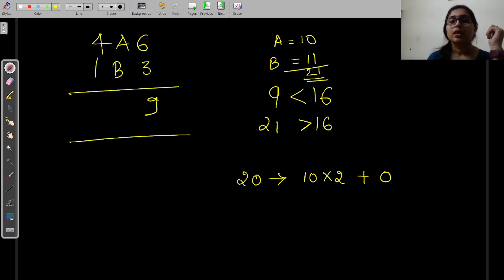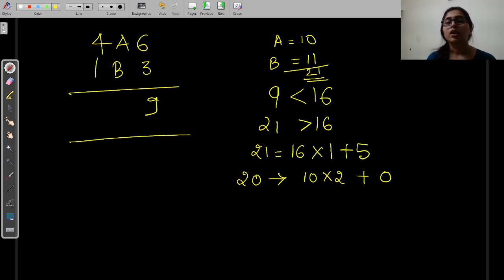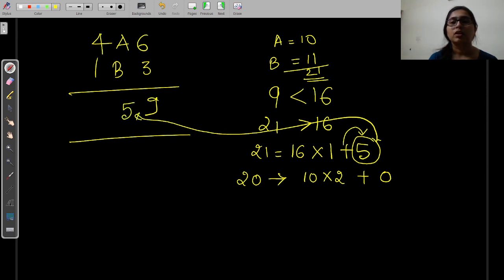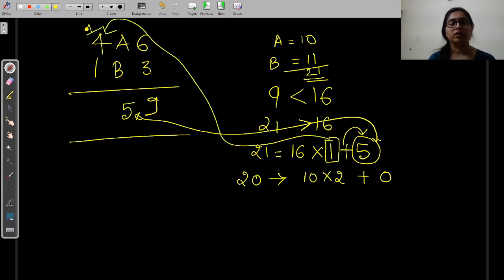Right? Likewise, here I have to write 21 in terms of 16. 16 ones are 16 plus 5 is 21. So whatever is there, plus 5, will come here. Then whatever is here, you multiply with 16, that goes as carry. That goes as carry, 1. So 4 plus 1, 5, 5 plus 1, 6. Once again 6 is less than 16, I can write it as it is. So this is 659 hexadecimal.